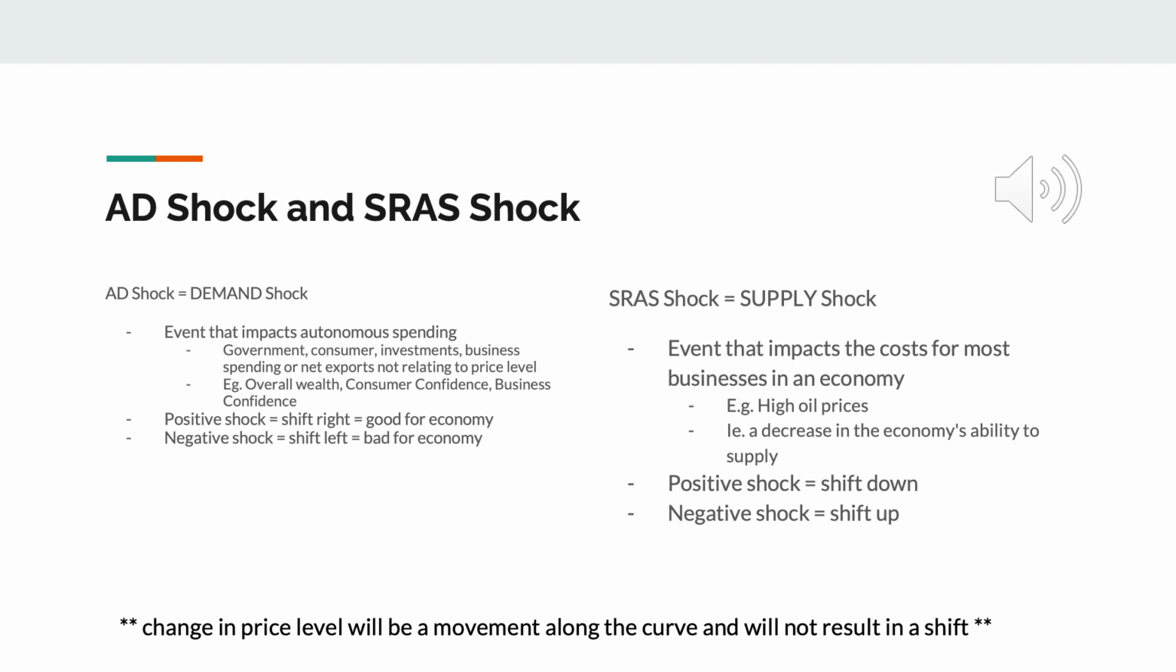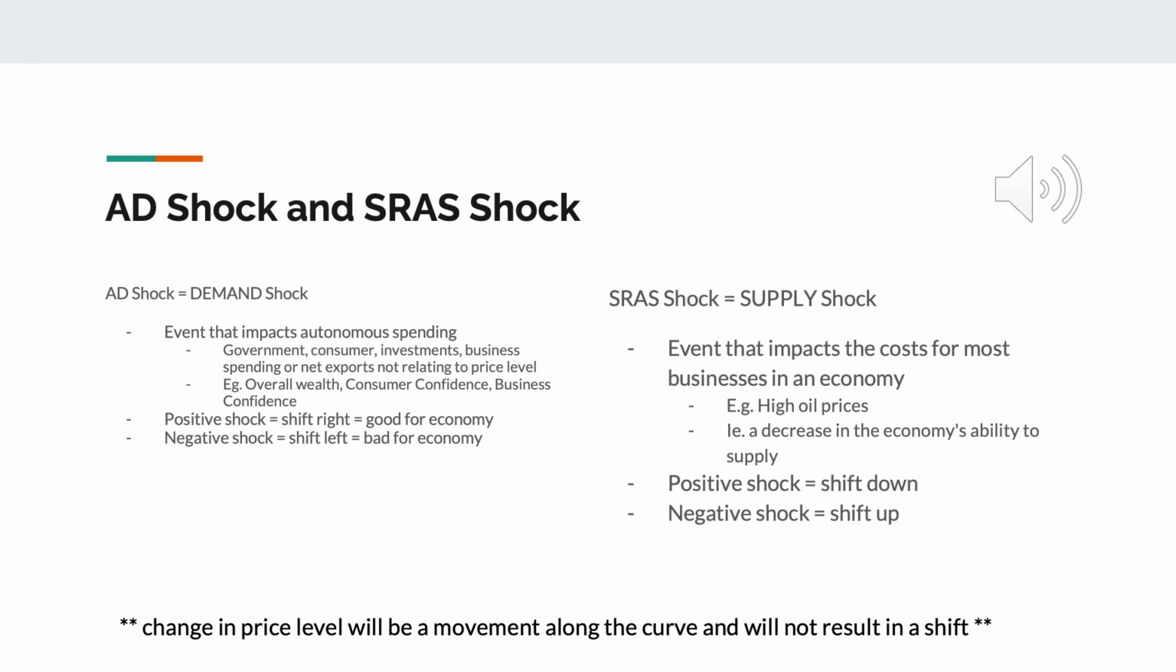Now we'll talk about the two different types of shock, the demand shock and the supply shock. A demand shock is a shock in the aggregate demand, and it occurs when there's an event that impacts spending. This can be government spending, consumer investment, business spending, or net exports, and it's not related to the price level, because a change in price level for either the demand or the supply curve will be a movement along the curve and not a shift in the curve.